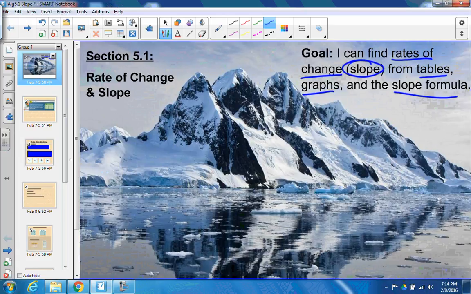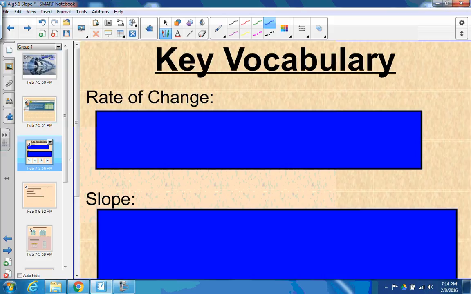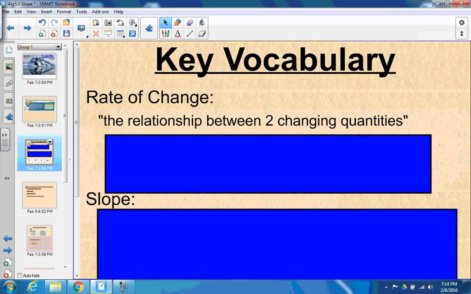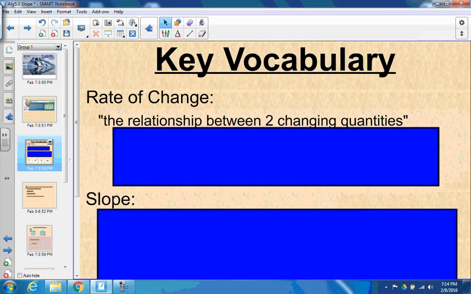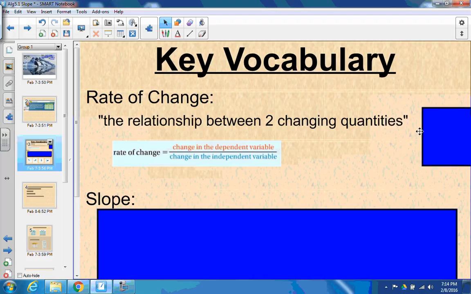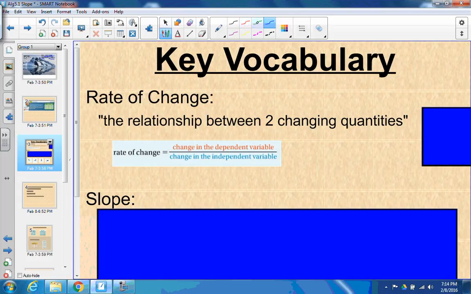All right, so let's get some vocab here. So first of all, rate of change. When we say rate of change, that's the same thing as slope, but it's dealing with word problems. So rate of change is the relationship between two changing quantities. In other words, the rate of change is the change in the dependent variable over the change in the independent variable. And that's when you're dealing with any type of situation.